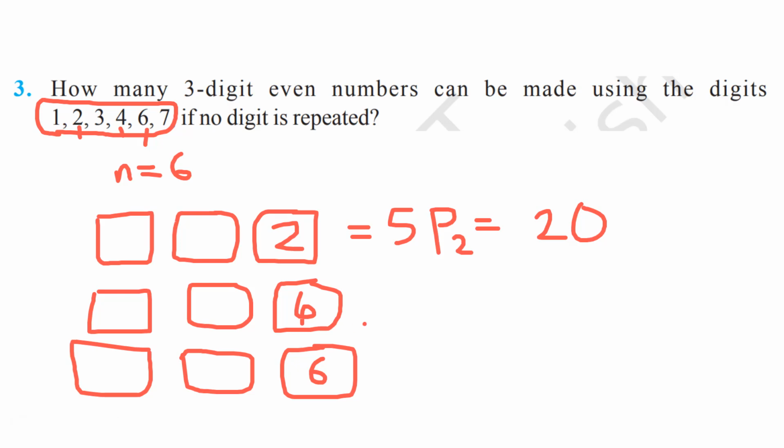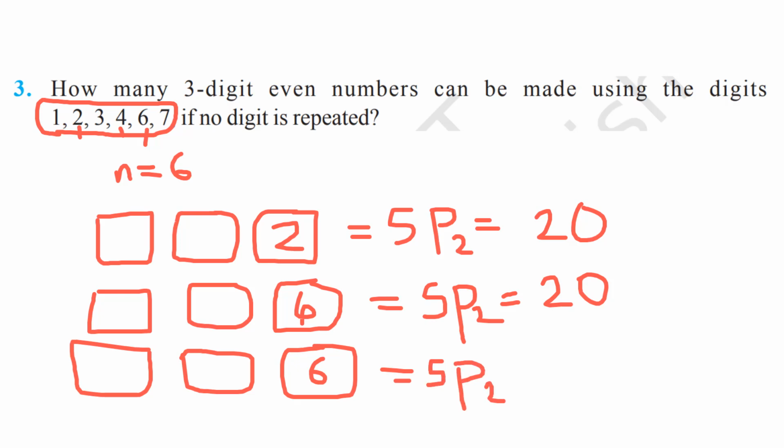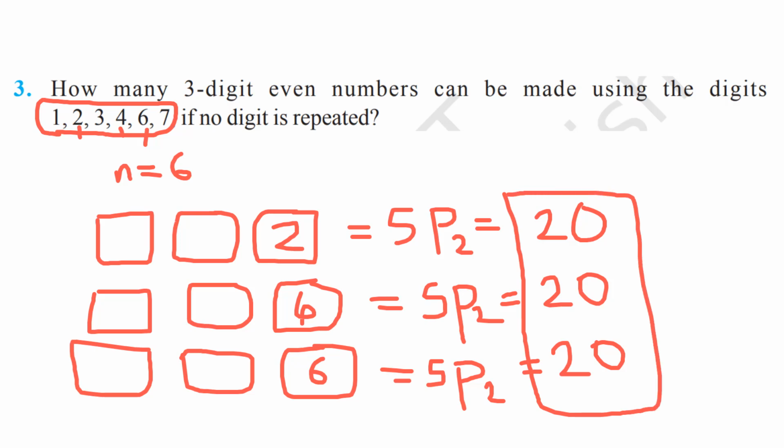Then here again 5P2, that is 20. Another 5P2, 20. And how many total even numbers do we have? 20 even numbers ending with 2, 20 even numbers ending with 4, 20 even numbers ending with 6, and we have a total of 60 even numbers.